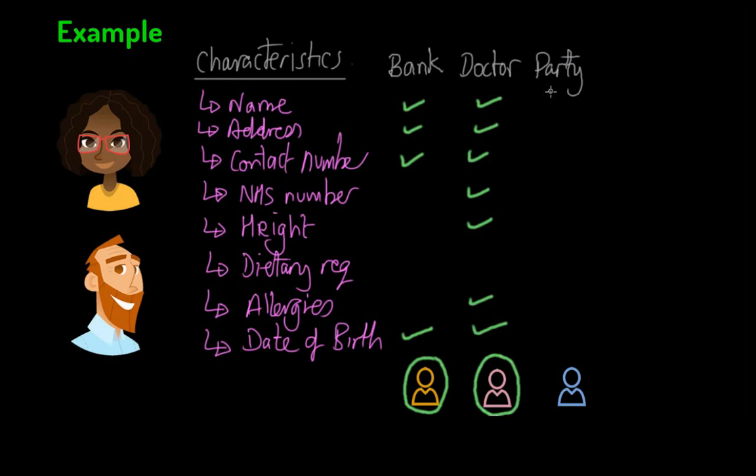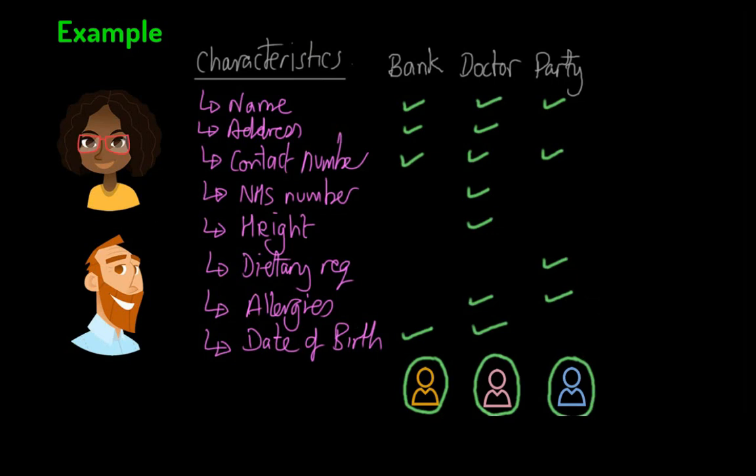Party organiser, all they're going to need is modern age, name, contact number, probably dietary requirements, you know, vegetarian, vegan, whatever, and probably allergies, because we don't leave peanuts lying around. So again, the party organiser will have a different abstract model of the person which is suitable for them.